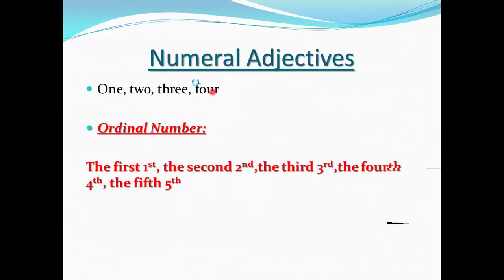What is the numeral adjective? Numeral adjective means an adjective that is related to numbers, like 1, 2, 3, 4. I would like to say that if the number comes before a noun in the sentence, the number here will be an adjective. We have ordinal numbers like that: the first, the second, the third, the fourth, the fifth. This is the ordinal number. Okay?